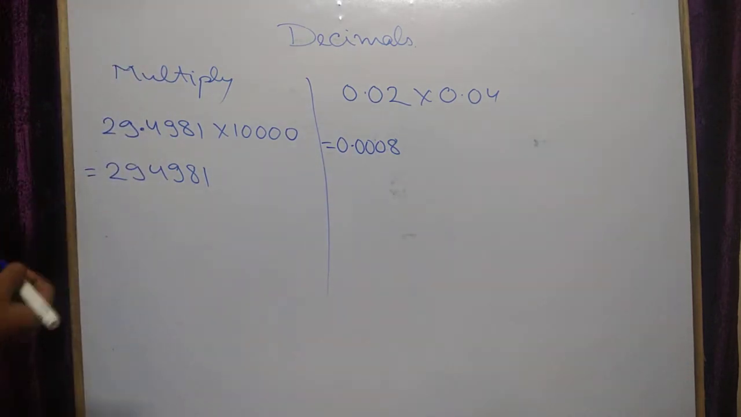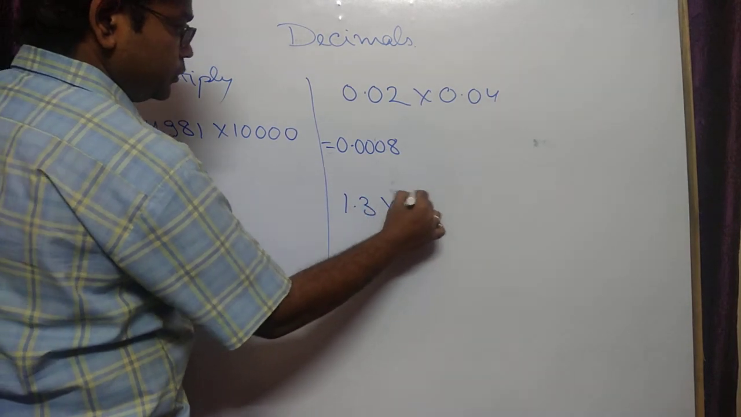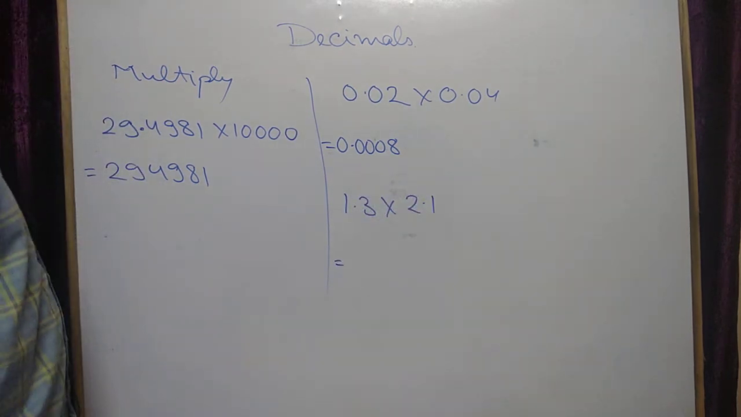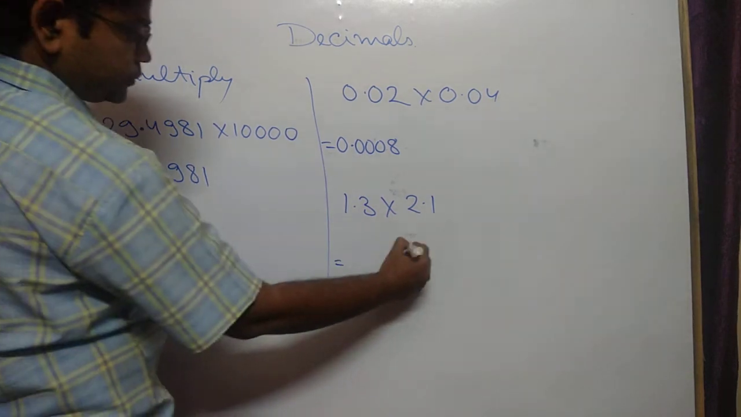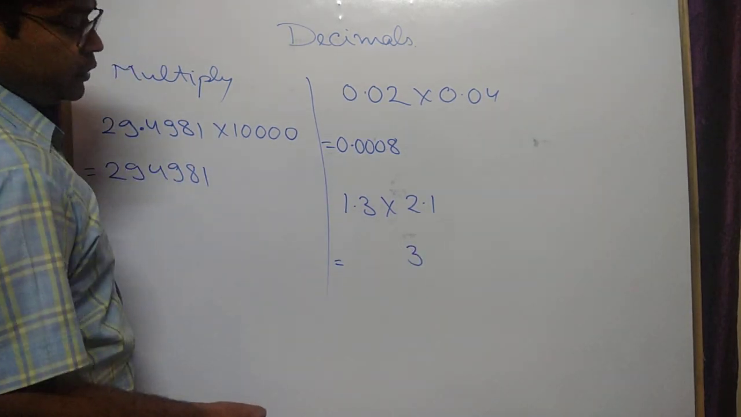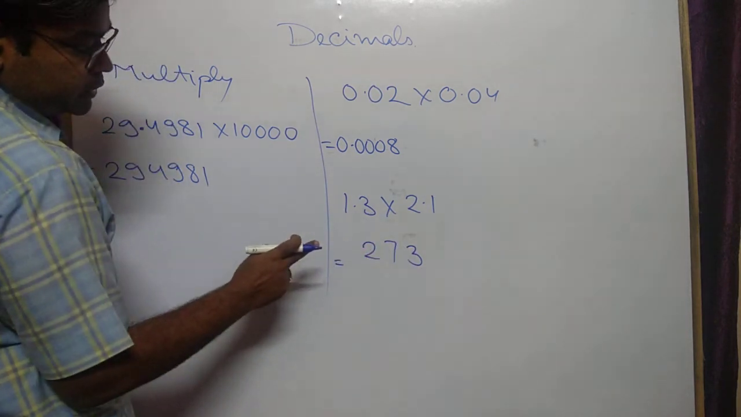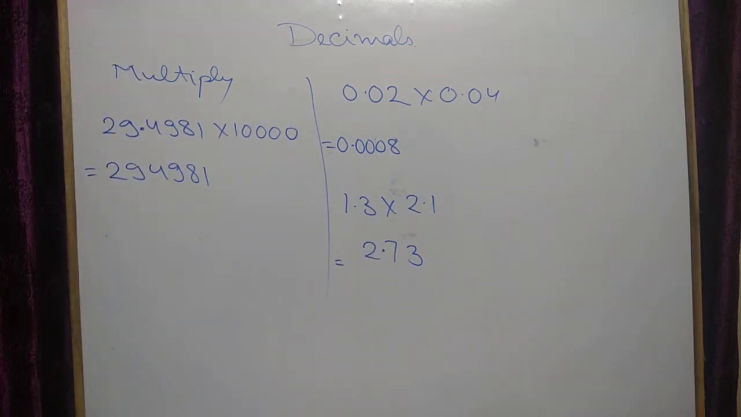Or if it says, for example, 1.3 into 2.1, then first multiply without caring about the decimal. 13 times 1 is 13, 13 times 2 is 26, 26 plus 1 is 27. How many decimal digits are there? 1 plus 1 is 2, so the answer is 2.73. Likewise, you have to multiply. Hope this is clear to you. Try to complete this one.